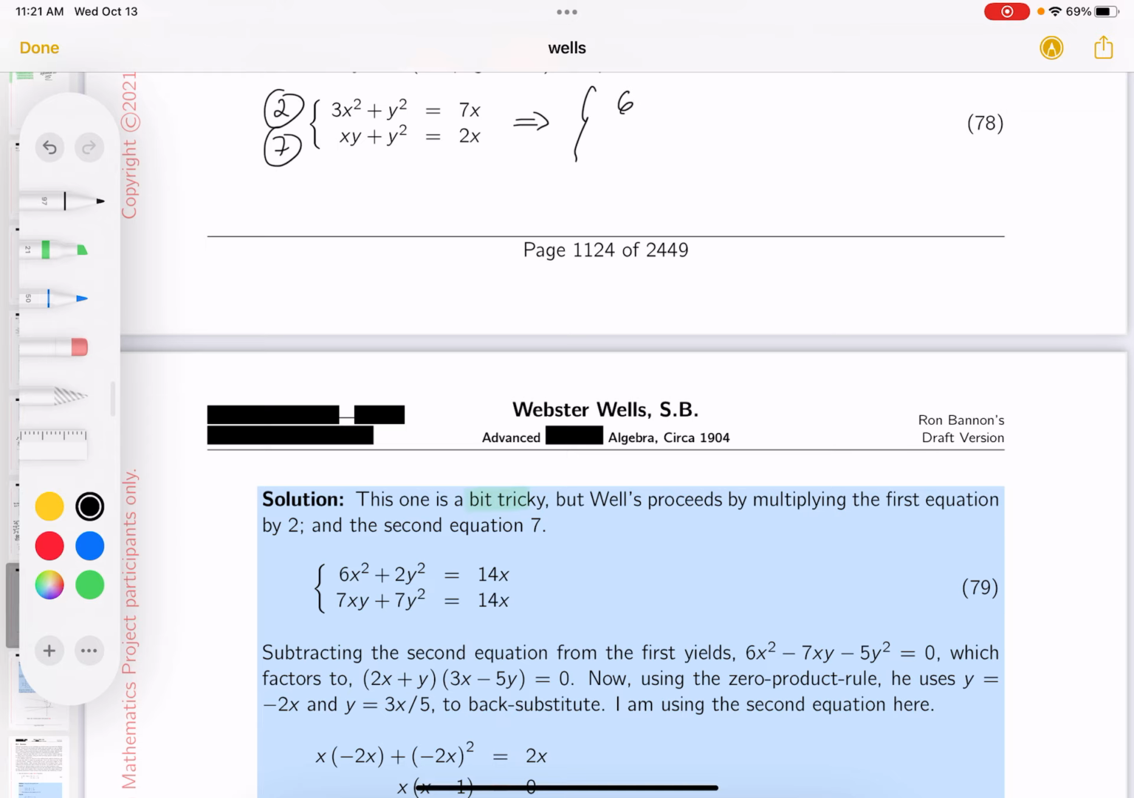This is going to be 6x squared plus 2y squared is equal to 14x. What do you get for the next one? 7xy plus 7y squared is equal to 14x. All right? Now, someone says, I still don't know what to do with the problem. And this is going to happen. A lot of times what you're doing is you're trying to learn from other people doing the work.